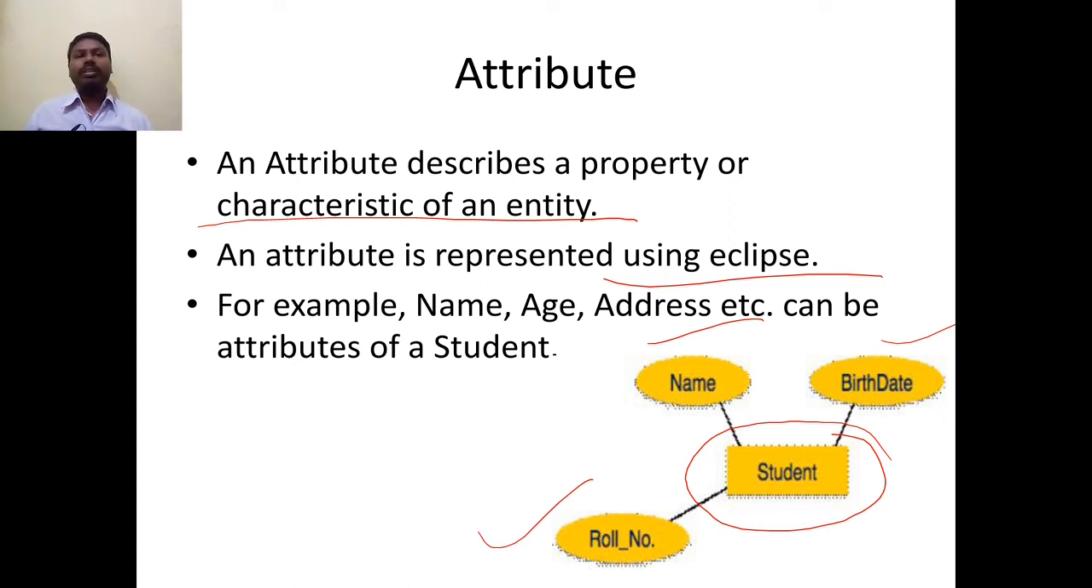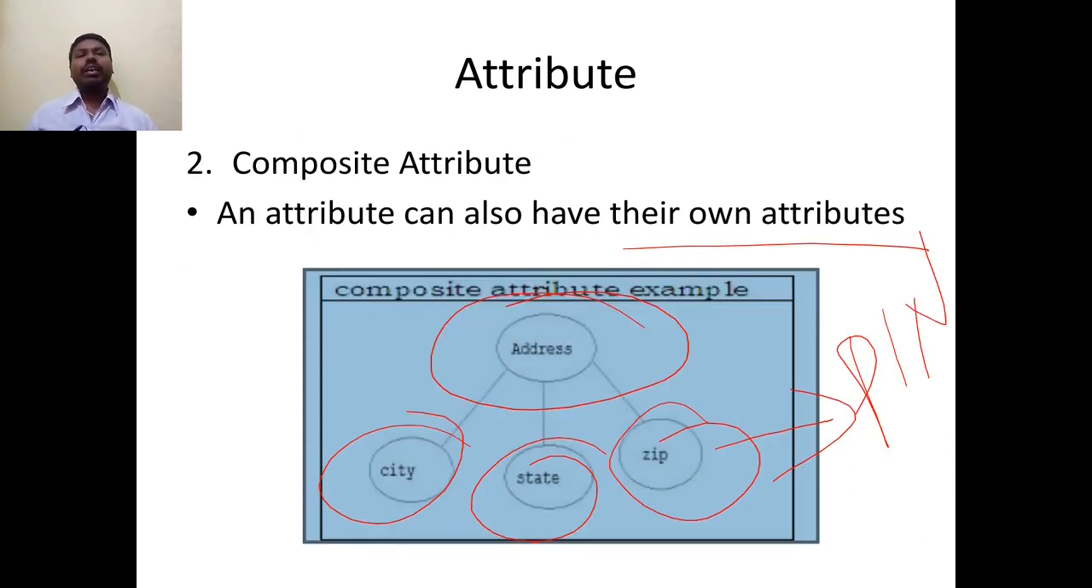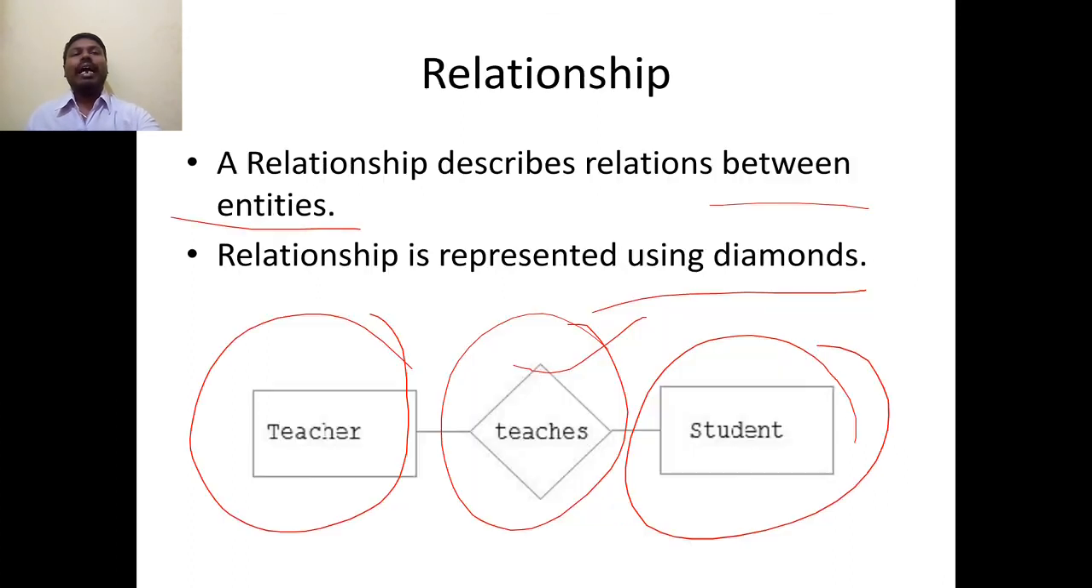How do we represent it? We represent it using an ellipse symbol. There are two types of attributes. The first one is the key attribute. The second one is the composite attribute. What is a key attribute? The main characteristic of an entity is called a key attribute. How do we represent it? We represent it using an ellipse with an underline. And composite attribute: an attribute that can also have its own attributes is called a composite attribute.